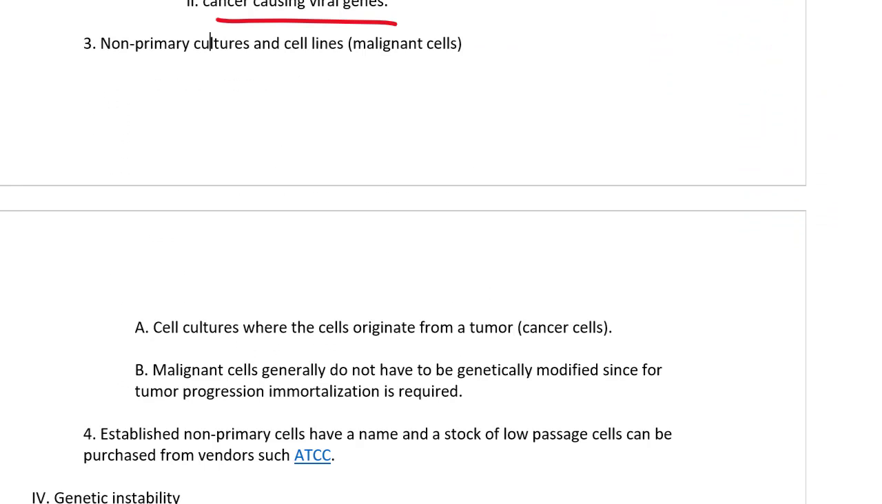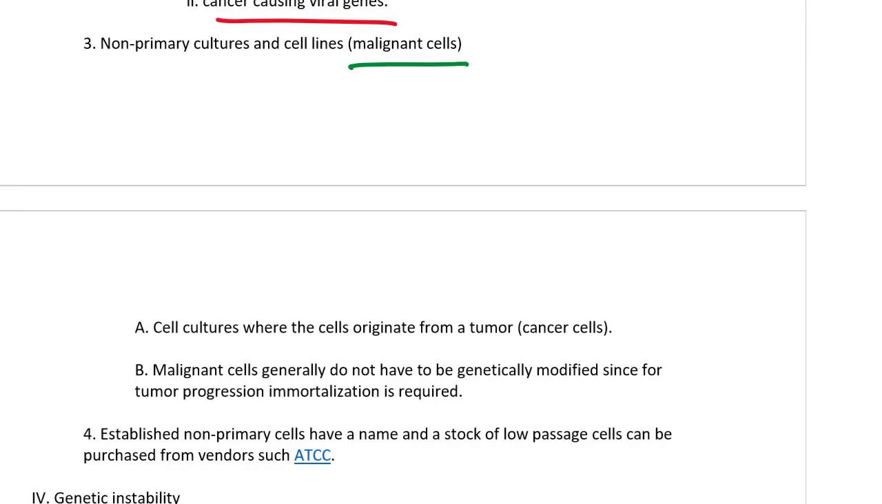Non-primary cultures and cell lines of malignant cells. In this case, we're taking cells from tissue that is already malignant. So these cells are not going to have any trouble dividing in culture. They will divide and divide and divide and not die because they're malignant. They're already cancer-like or cancerous. So those are the three types of cells.